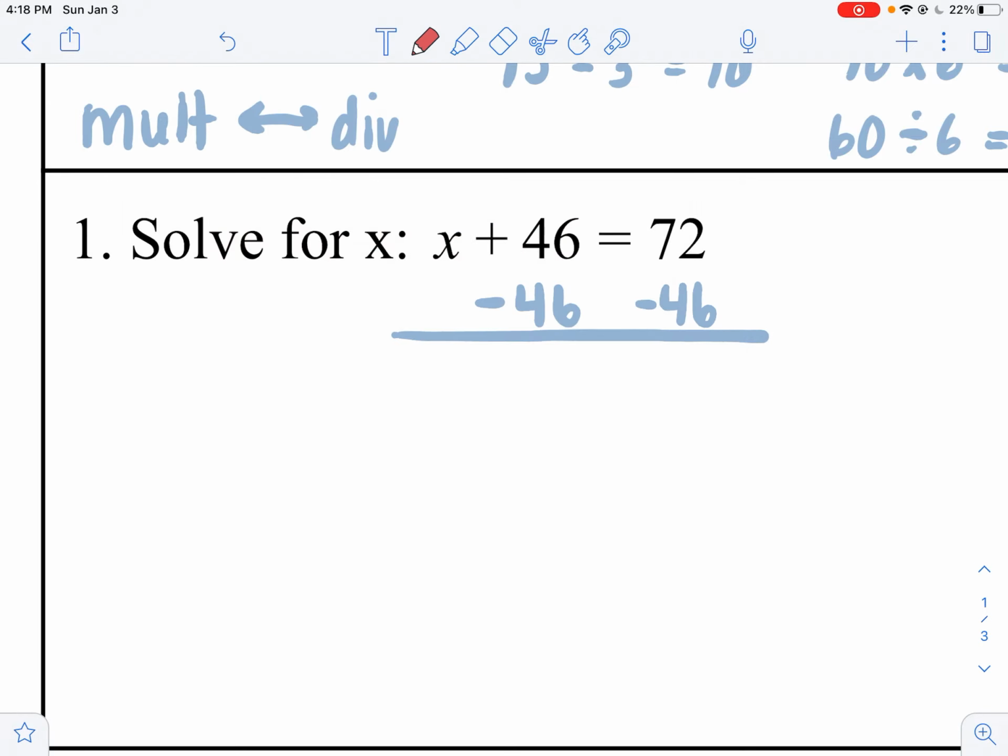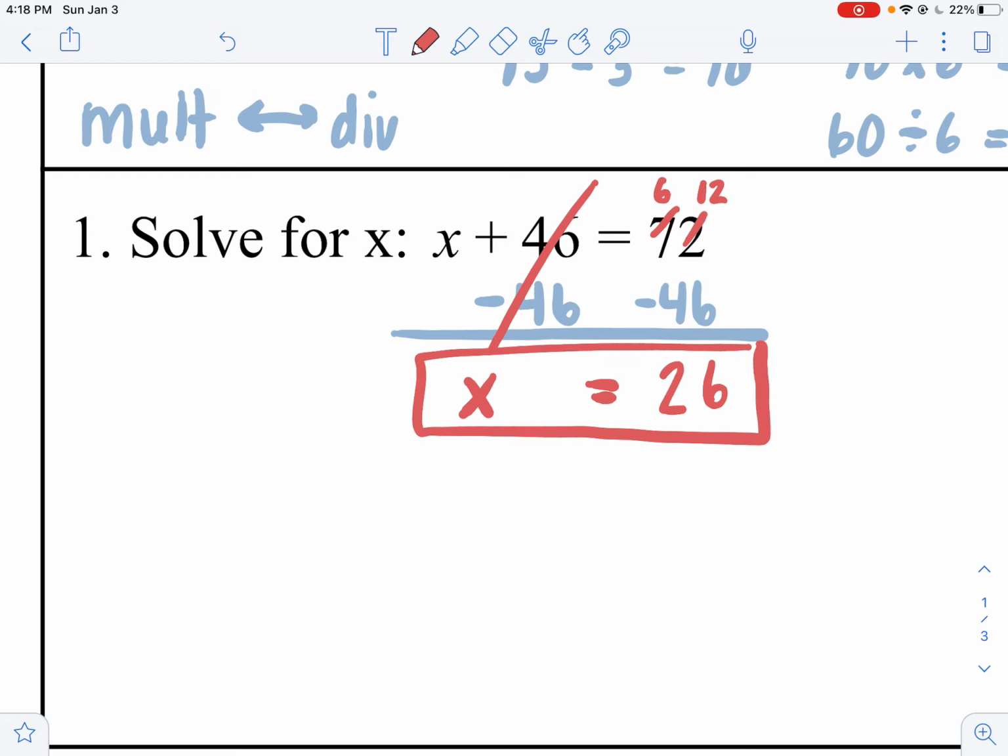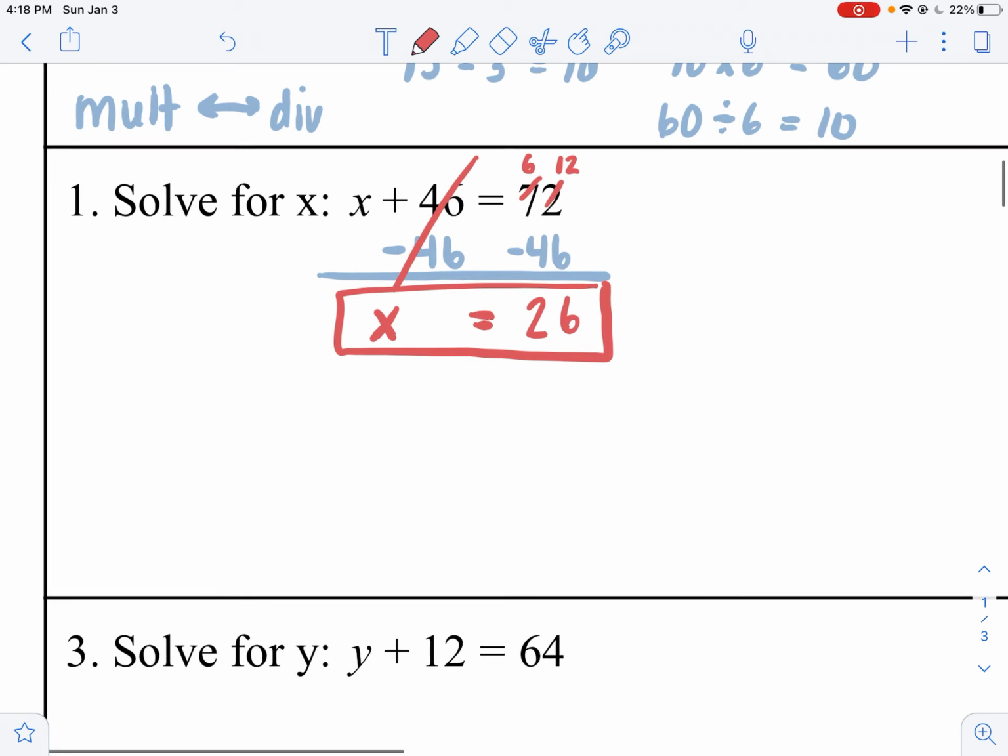Okay. Now, 46 minus 46 is 0. So we have x plus 0, or just x. We would never write x plus 0. Equals, and then whatever this subtraction is going to be our answer. So I'm going to borrow. We have 12 and 6. 12 minus 6 is 6, and 6 minus 4 is 2. So our final answer, x must equal 26.